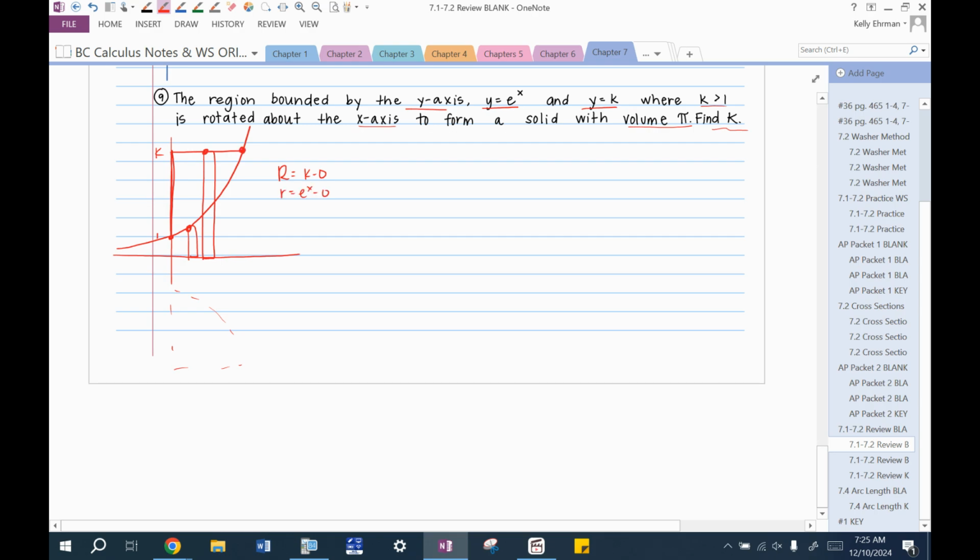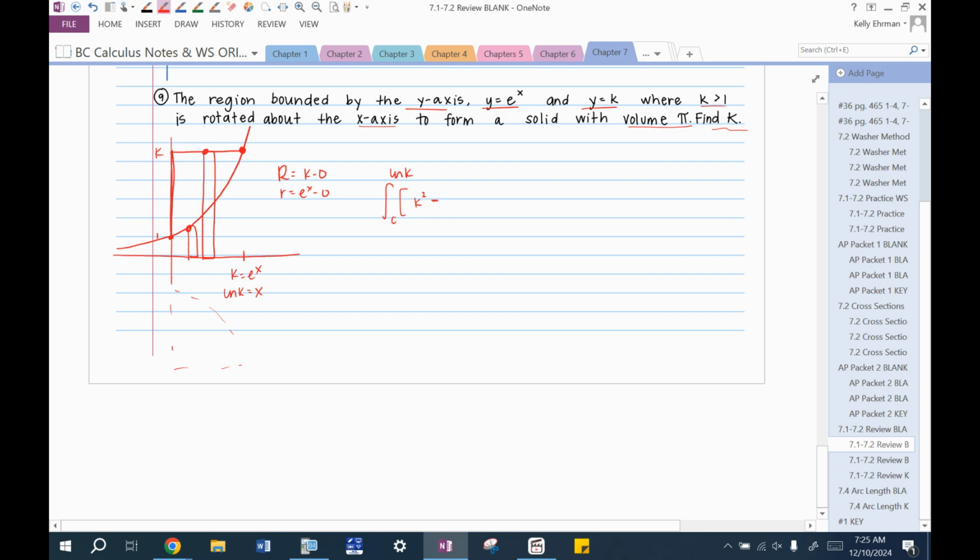And what would this value be right here? We need our cutoff for our x value. So remember, k is the y value, so that's like k equals e to the x. How do we solve for x? We natural log both sides. So the natural log of e to the x is just x. So our integral should go from 0 to the natural log of k. And then it's of r squared, so I'm going to write k squared, minus lowercase r squared.